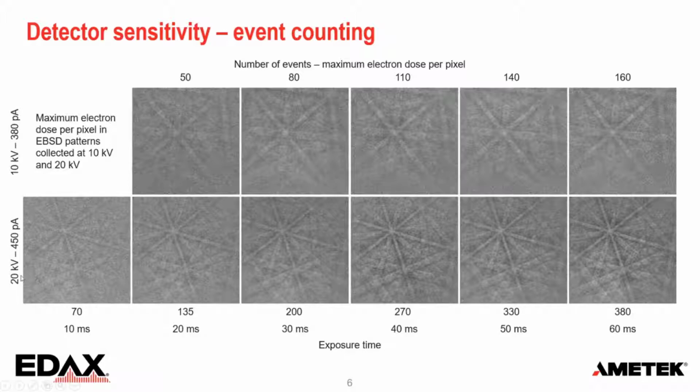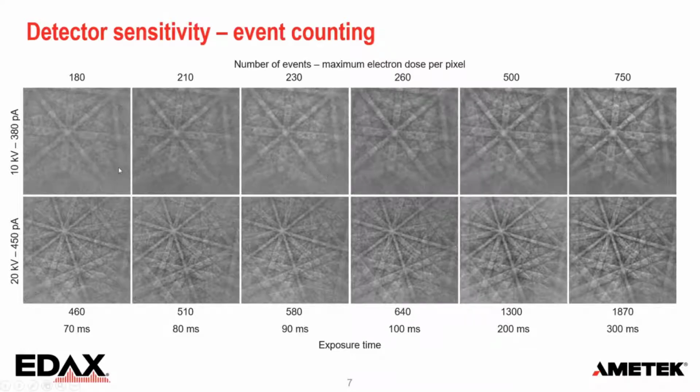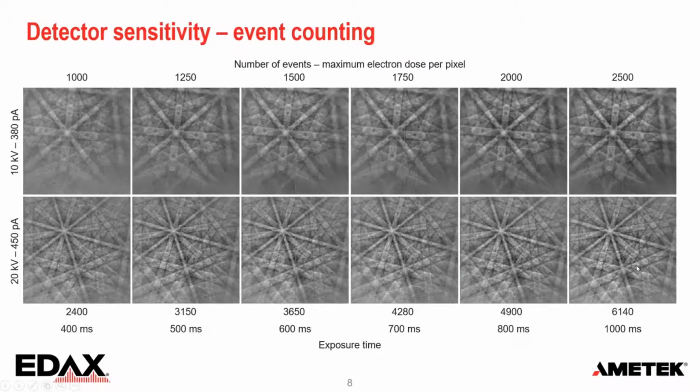This is what happens at 20 kV, 450 picoamp. We get a higher dose, so we have more electrons coming in. And again, you can just see the increase in detail and contrast in the patterns. If we go all the way here to the right, one more, this is after 1 second. There's more than 6,000 electrons in a single pixel, and here 2,500. But that gives you really nice, sharp diffraction patterns.